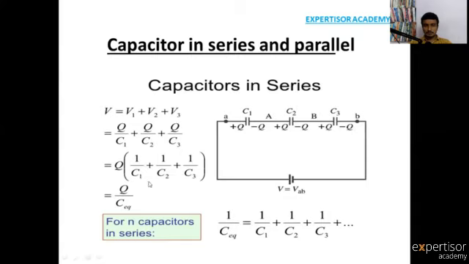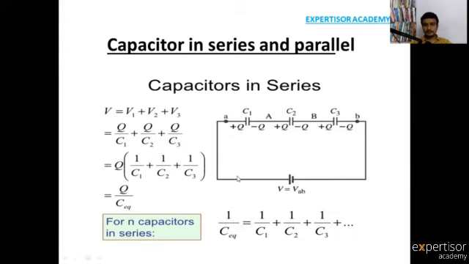This reciprocal sum of the different capacitors' capacitance must be equal to reciprocal of equivalent capacitance, that is 1 by C equivalent. So here V is equal to charge divided by equivalent capacitance. So that's why 1 by C equivalent must be equal to 1 by C1 plus 1 by C2 plus 1 by C3 and so on. If there are 4 capacitors, another term, that is 1 by C4, is inserted. So this is the series combination of capacitors.